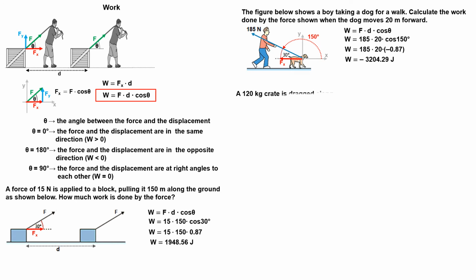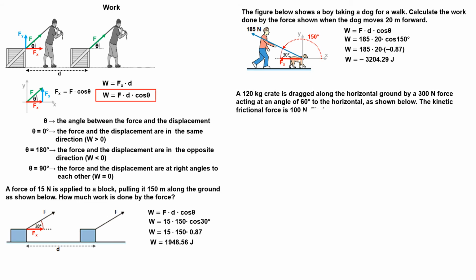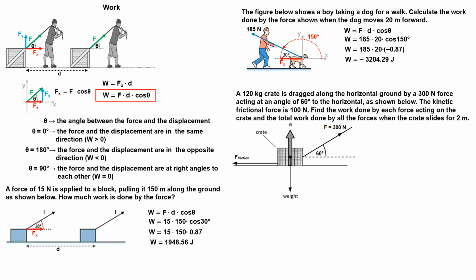A 120 kilogram crate is dragged along the horizontal ground by a 300 newton force acting at an angle of 60 degrees to the horizontal, as shown below. The kinetic frictional force is 100 newtons. Find the work done by each force acting on the crate and the total work done by all the forces when the crate slides for 2 meters. We first calculate the work each force does. The force F is 300 newtons and the angle theta is 60 degrees. The work is positive.